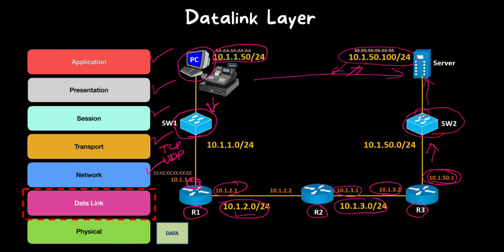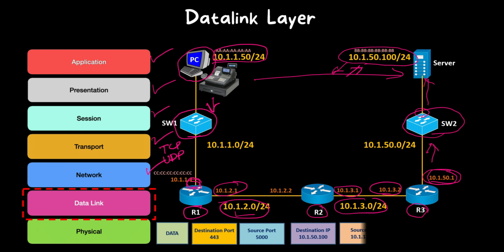And when it is passing through the transport layer, there we need to specify the destination port number and the source port number. And when it is moving through the network layer, we need to specify the destination IP address and the source IP address. And again, when it is moving to the data link layer, we need to specify the destination MAC address and the source MAC address. So this is what happens when the data is passing through all the layers in the OSI model.